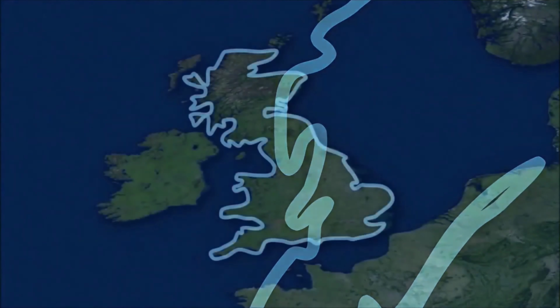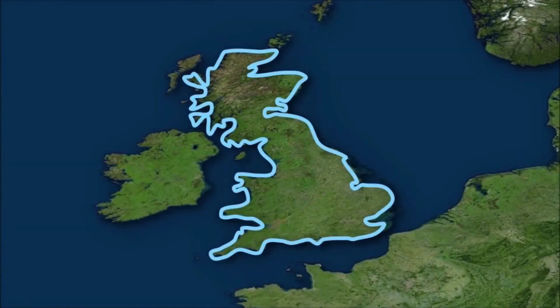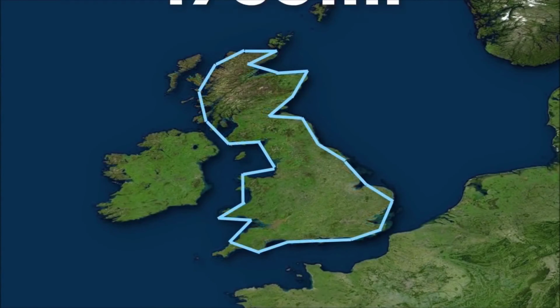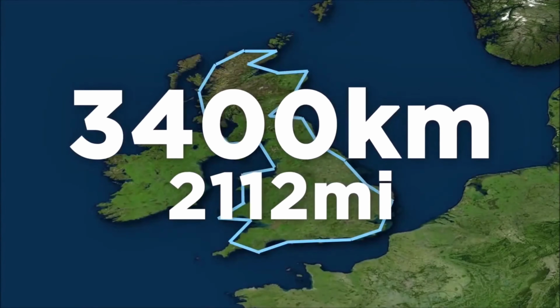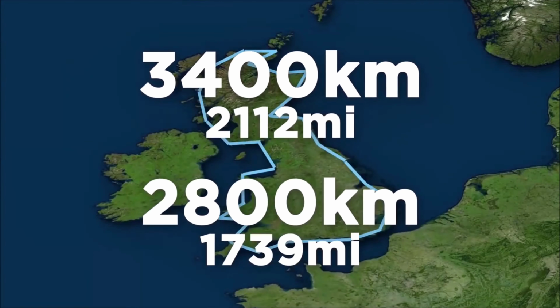So if you were to measure the British coast using lengths of 100 kilometers, you'd end up using 28 of them and get an answer of 2,800 kilometers. But if you shortened your measuring units down to 50 kilometers, you'd end up using 68 of them and get an answer of 3,400 kilometers, which is 600 kilometers longer than your first measurement was.